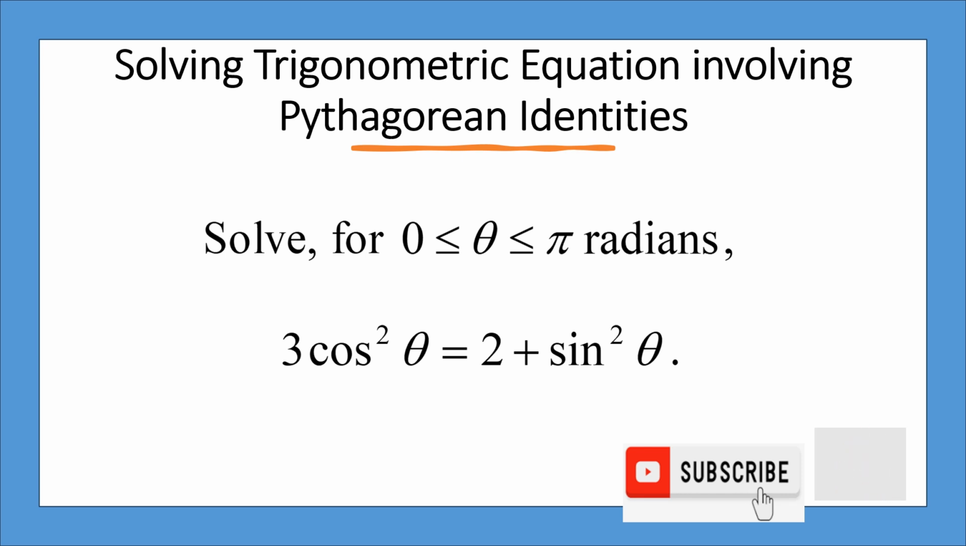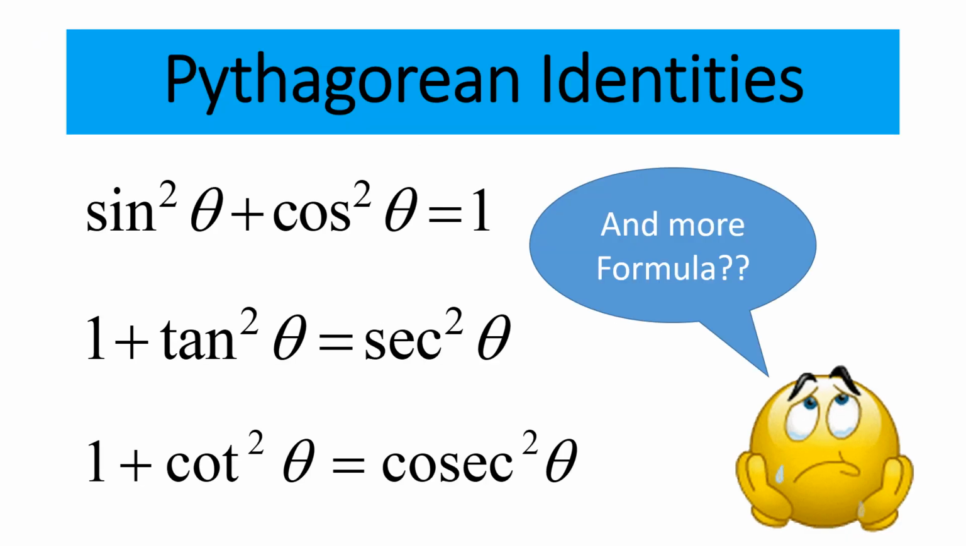So in this case, we have 3 cosine squared theta equals 2 plus sine squared theta. So let's see what Pythagorean identities are and how they can be applied here. Over in these slides, what you see are the 3 Pythagorean identities. These are very commonly used, and you should be very familiar with all 3 of them and know how to apply them. Now let's see how we can apply these identities to solve the equation.